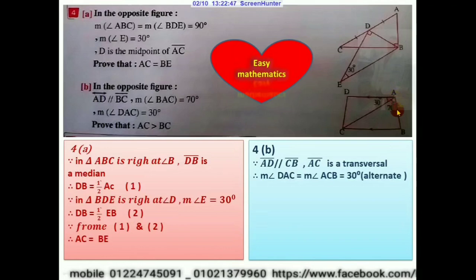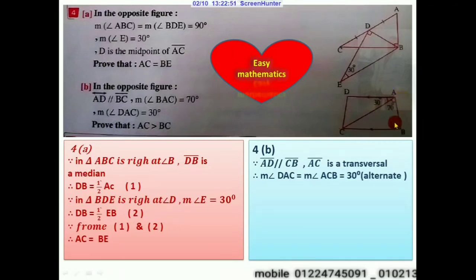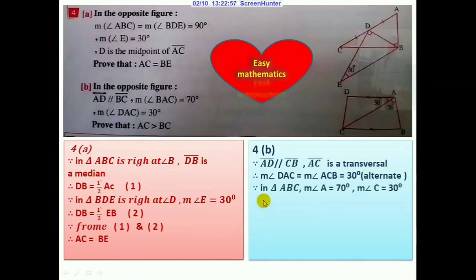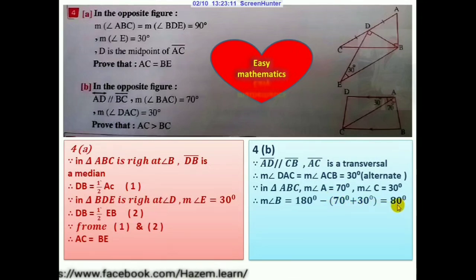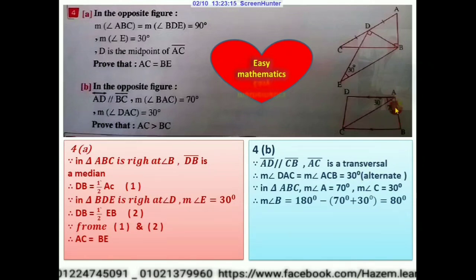Because we know here the sum of any three angles in any triangle must be equal 180 degrees. So by using this rule, we can write, since in triangle ABC measure of angle A equals 70 degrees and measure of angle C equals 30 degrees, therefore measure of angle B equals 180 minus (70 plus 30) equals 80 degrees. Now we find all angles inside this triangle.